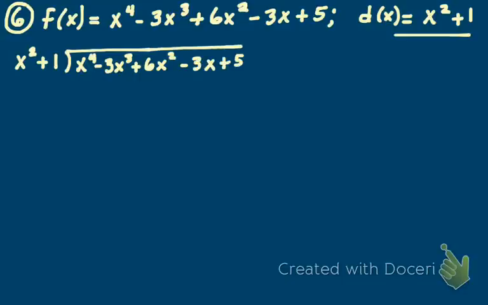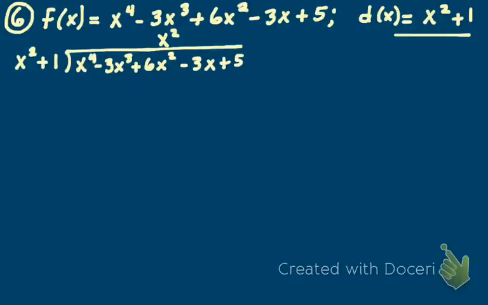Once you set it up, you look at your first term, x to the fourth, and you ask yourself, what would I multiply the leading term of the thing I'm dividing by to get x to the fourth? What would I multiply x squared by to get x to the fourth? Obviously that would be x squared. It's a good habit to write that term where it lines up with its like term inside. Then we distribute that to the individual terms of whatever we're dividing by.